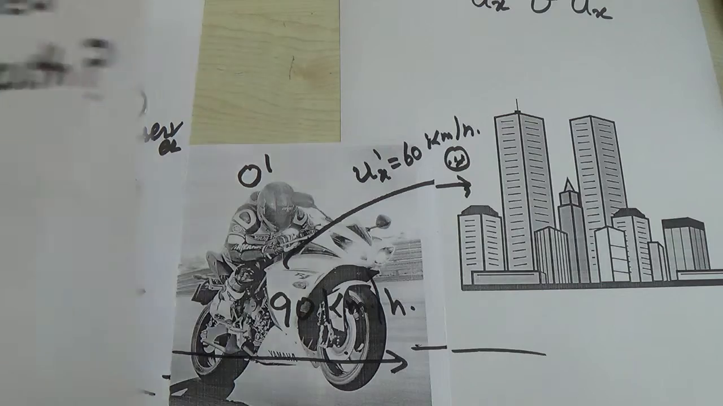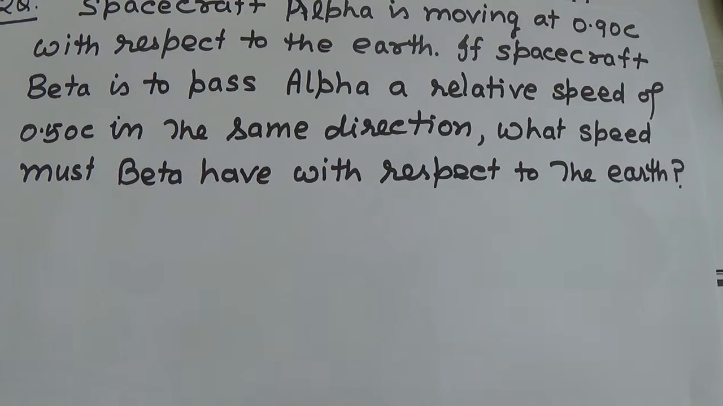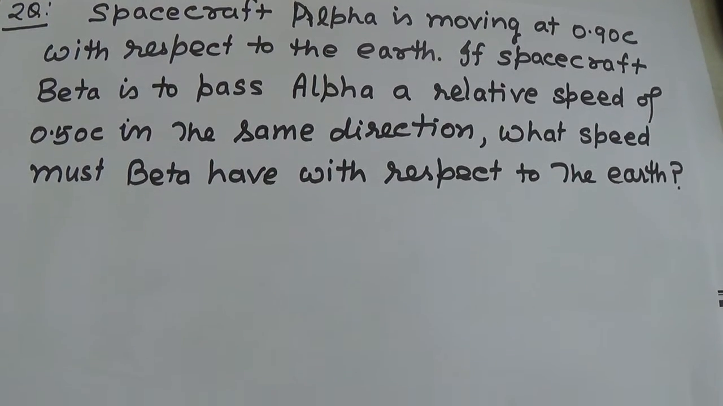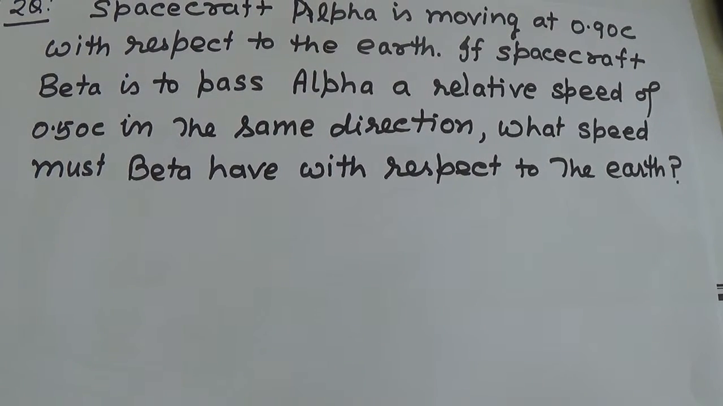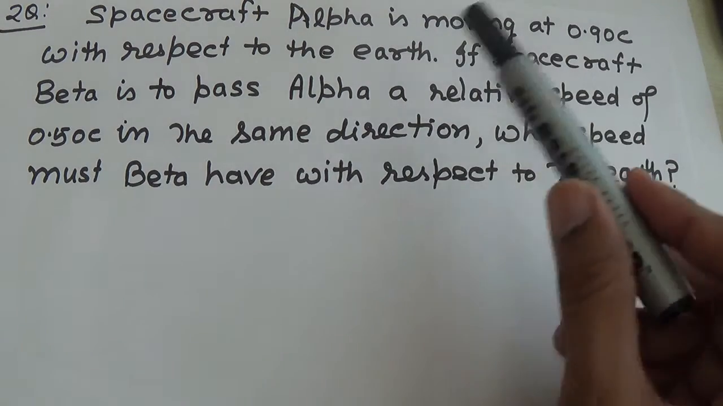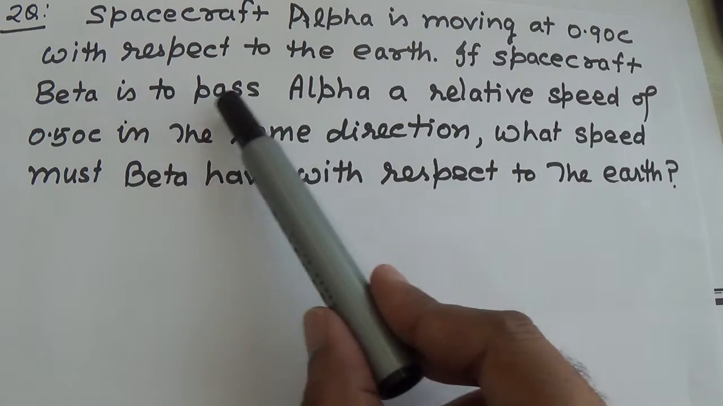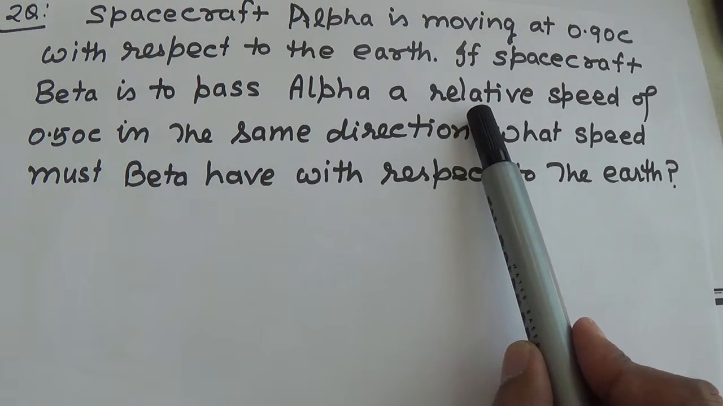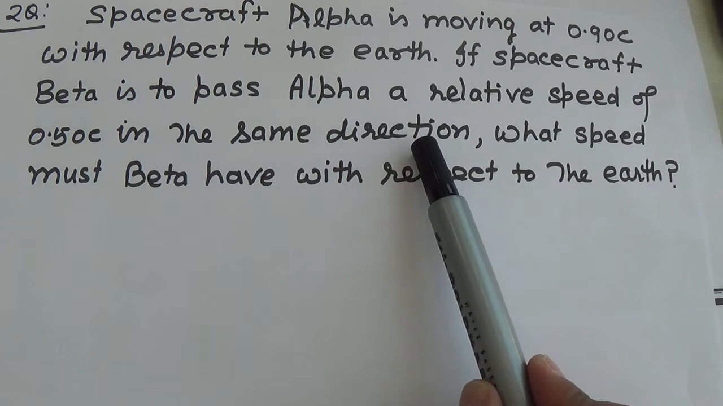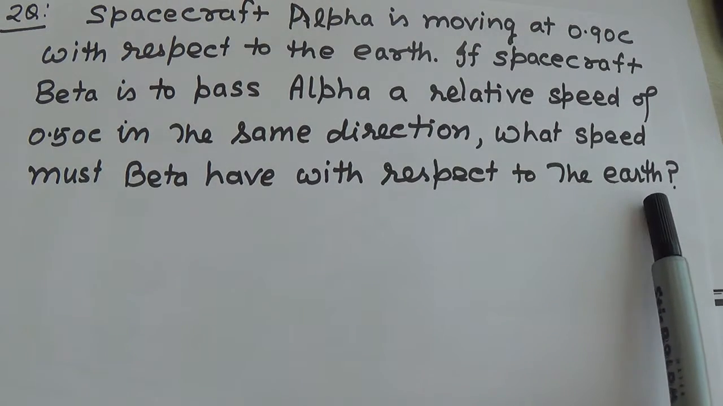So now I am using this problem in which a spacecraft alpha is moving at 0.90 c with respect to the earth. If spacecraft beta is to pass alpha at a relative speed of 0.50 c in the same direction, what speed must beta have with respect to the earth?